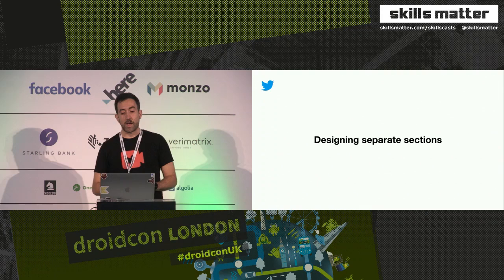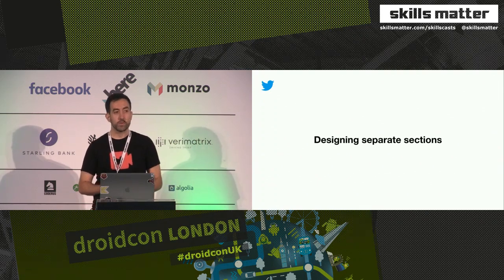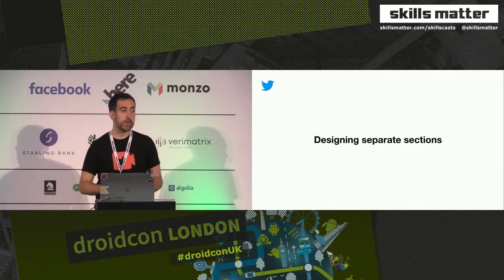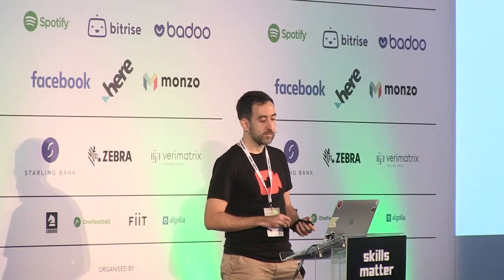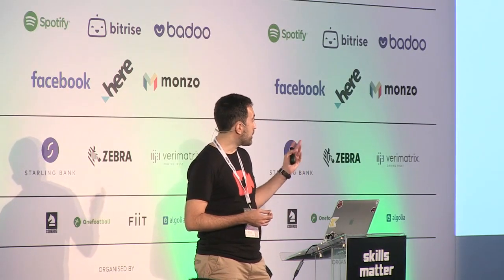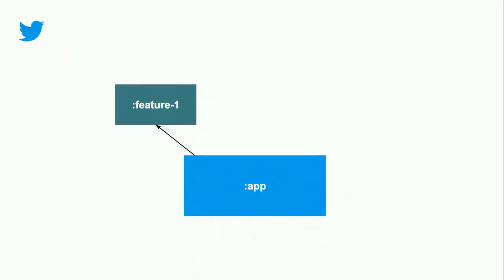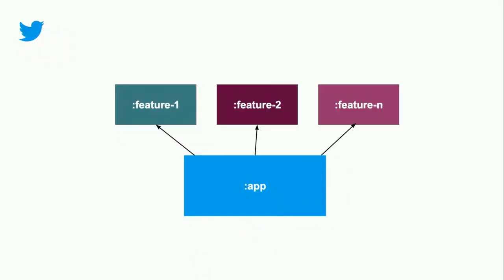Modularizing means designing separate sections. Those should be decoupled from one another. And this means that every single module is going to be independent from each other. That means we have the base app, in this case the Twitter for Android app. We could have one feature on top of it, which is independent of the base app, or we can have 2 or even more. Those are going to be isolated from each other.